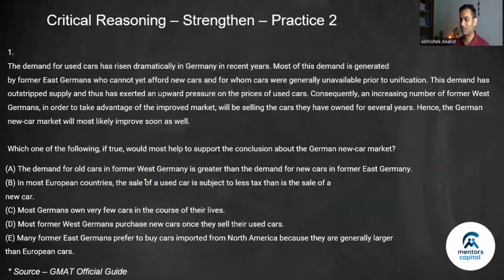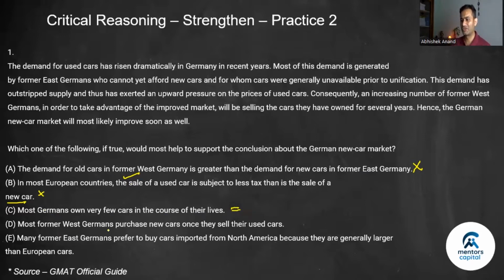The demand for old cars in former West Germany is greater than the demand for new cars. Nothing to do with the new car market. In most European countries, the sale of a used car is subject to less tax than is the sale of a new car. So this will improve the market for old used cars, but how will this improve new cars? Nothing. Most Germans own very few cars in the course of their lives. This does nothing to the argument.